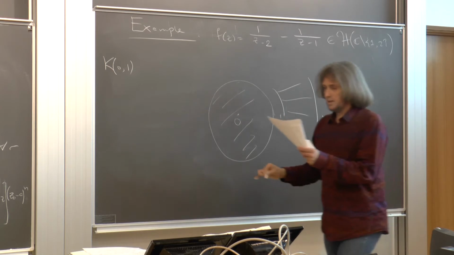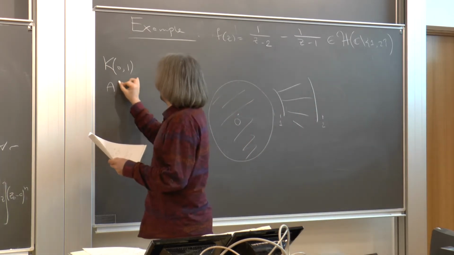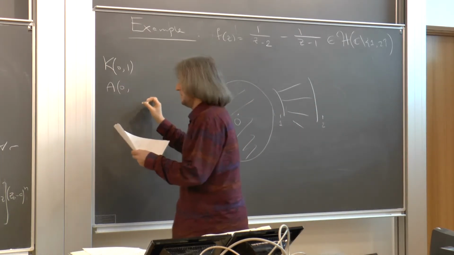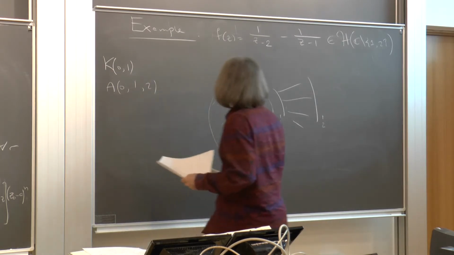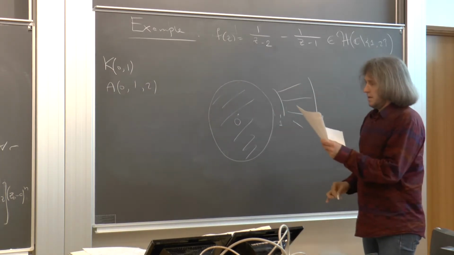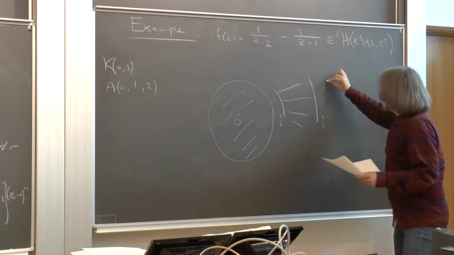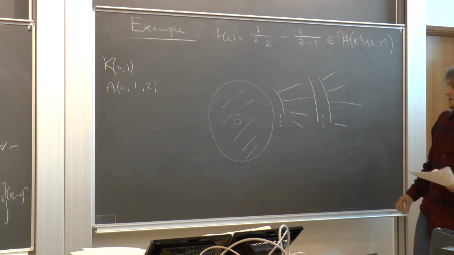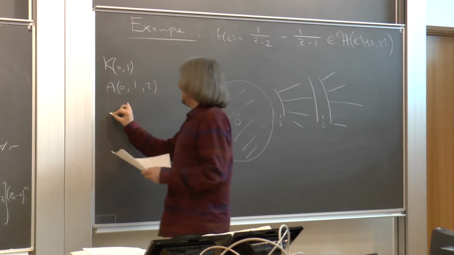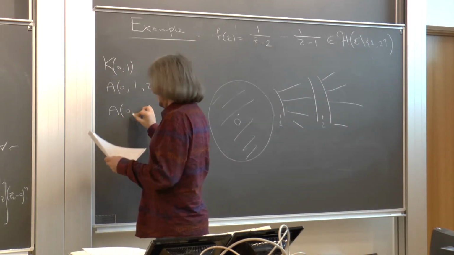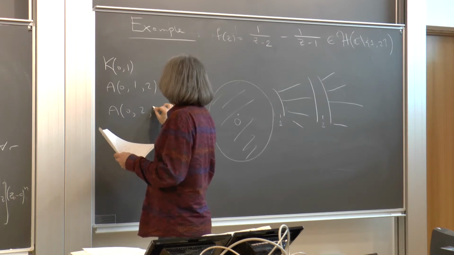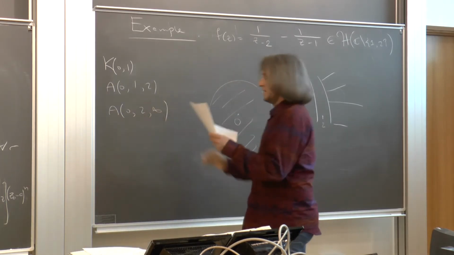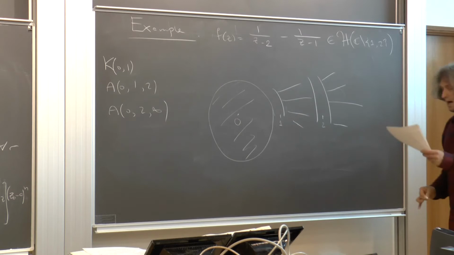So this would be A around 0 between 1 and 2. I could take this area. This would be A 0 to infinity. What else could I do?